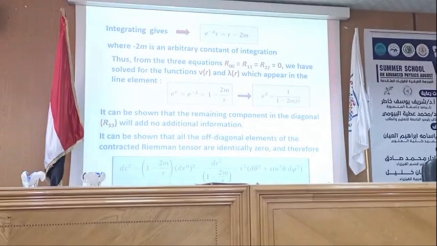Of course, somebody may ask why I am putting 2m. As we are going to see, I can put any constant I want, but I choose minus 2m for a certain reason we are going to see.